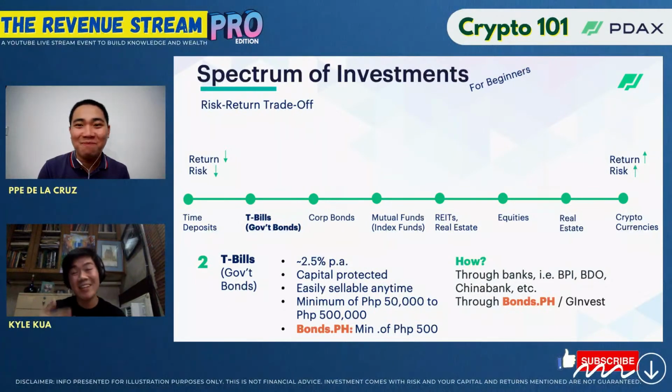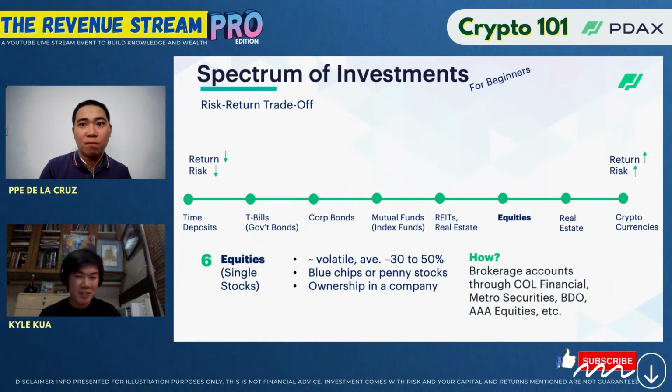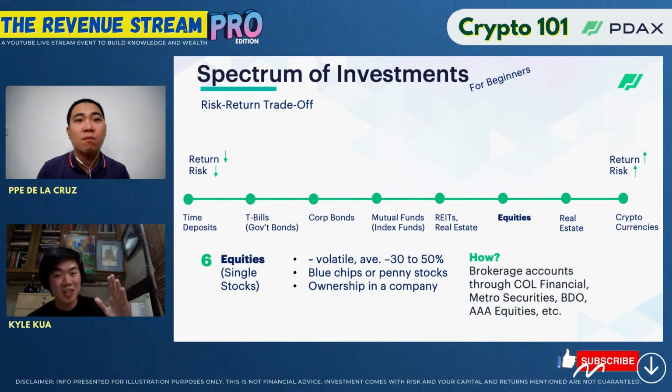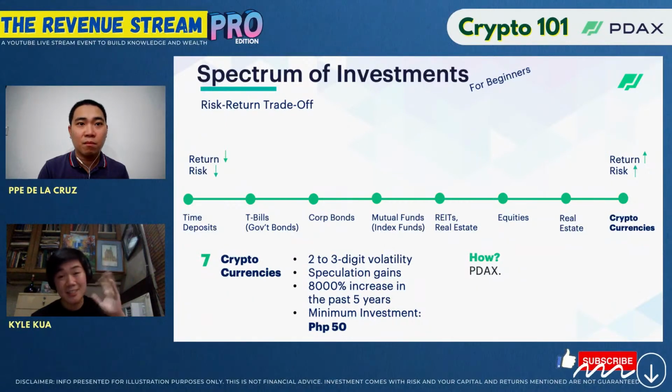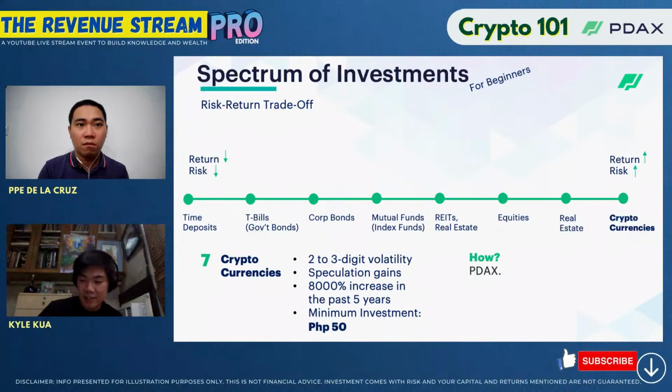Something that's an option as well. Second is equities. You see now it's 30 to 50%, and you can go through these brokerages. But what about cryptocurrencies? How do you juxtapose it against them? Well, it's 2 to 3 digit volatility, and if you look at the past 5 years, the 5 year return is around 8,000% increase, averaged on the top coins. The minimum investment in PDAX is 50 pesos, but I think it ranges across other platforms as well.